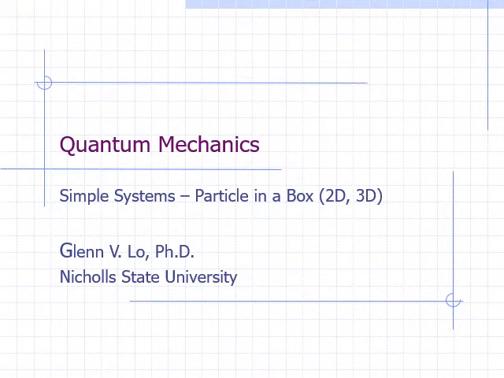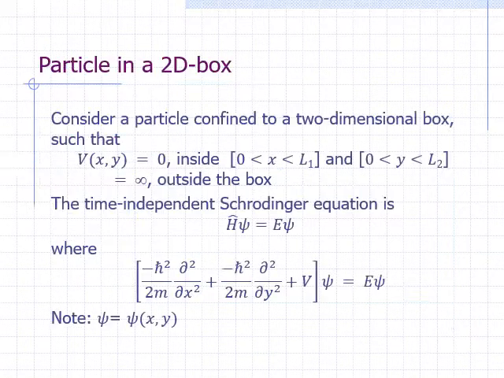In earlier lessons, we solved the Schrödinger equation for the particle in a one-dimensional box and examined the solutions. In this lesson, we will look at what happens if we allow the particle to move in 2 dimensions, then in 3 dimensions. Let's start with the 2-dimensional problem.